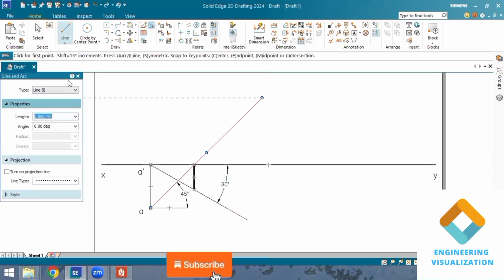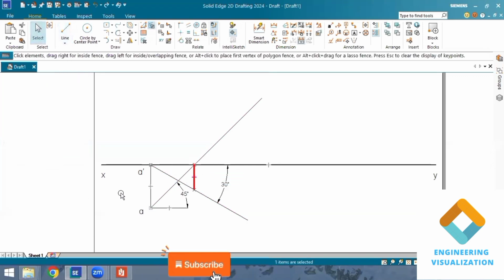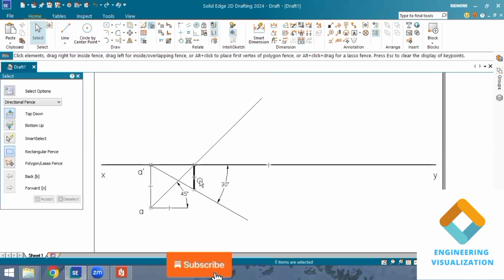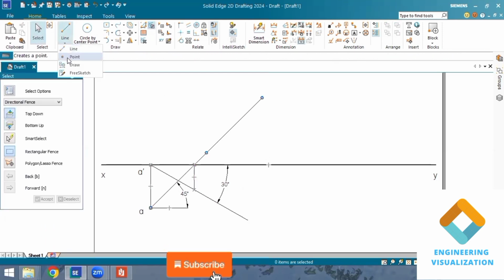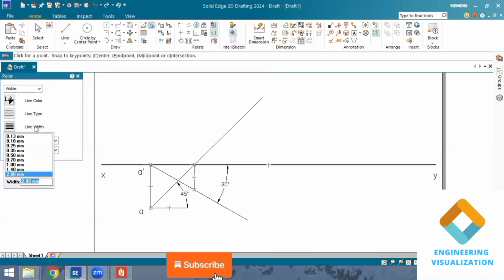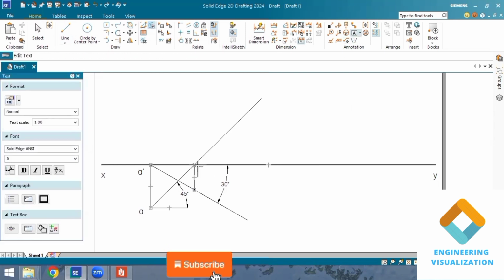Yes, you can change the thickness of this line. So I'll be making it as 0.13 mm. Change it to 0.13 mm here. Okay, you can see here we should mention the points here. Okay, now mention the views here. So here this point is exactly B, small b, and this is B dash.